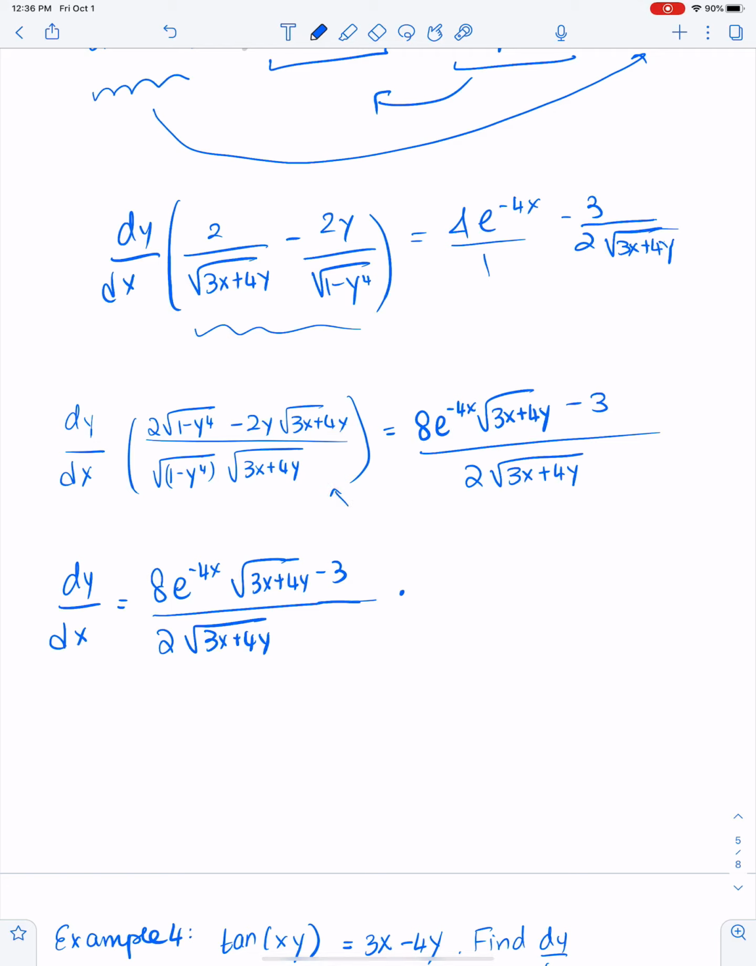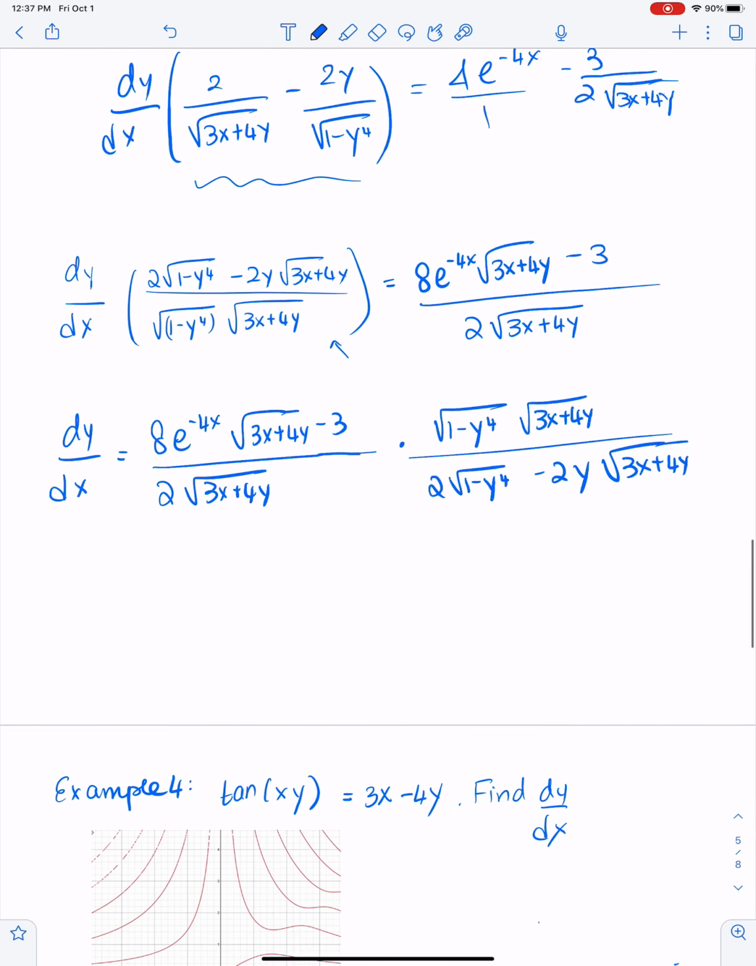times the reciprocal of the term next to the dy/dx on the left, so square root 1 minus y to the 4th, square root 3x plus 4y, divided by 2 square root 1 minus y to the 4th minus 2y, square root 3x plus 4y. Okay? All right, just simplify a bit. What do you have? These two can cancel because it's multiplied.